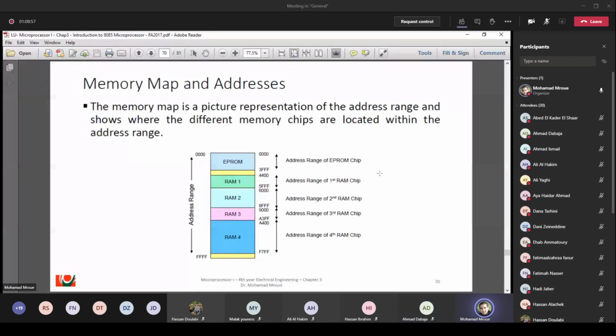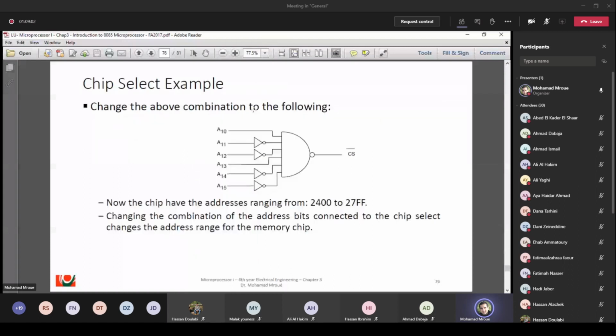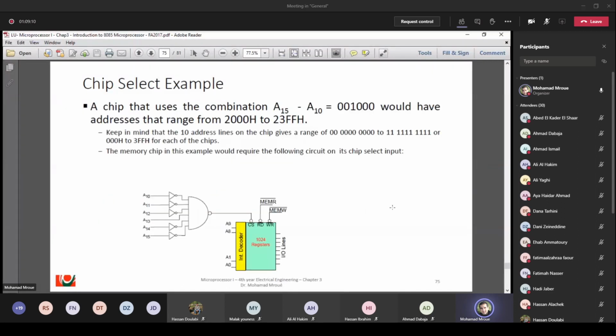اوكي. طيب. Question: now change the above combination to the following. Now the chip has the addresses ranging... لحظة ما حكينا عن الرينجز. So إذا بدي أحكي خذ الرينج هون، قد إيه بيكون الرينج؟ قد إيه الأدرس رينج لهيدي الشيب عنا؟ بنبلش من 0 0 1 0 0 0، هدول أول 6 بتس. From A9 to A0 شو في عنا؟ zeros.